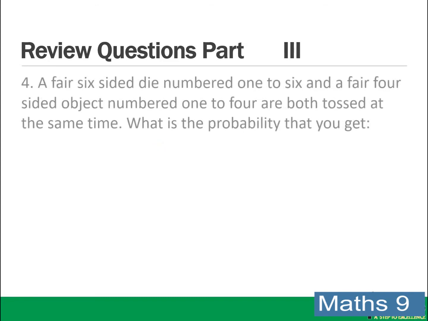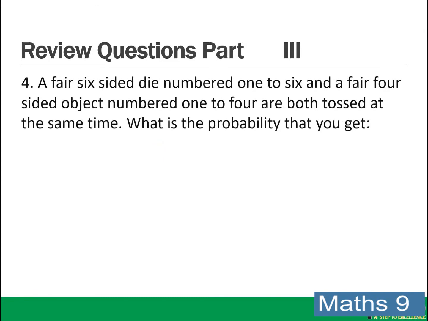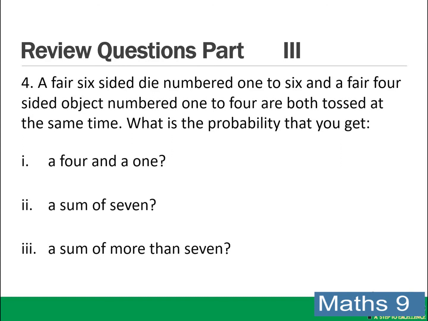Part 3. A fair 6-sided dice numbered 1 to 6 and a fair 4-sided object numbered 1 to 4 are both tossed at the same time. What is the probability that you get a 4 and a 1, a sum of 7, a sum of more than 7? Pause the video whilst you decide.